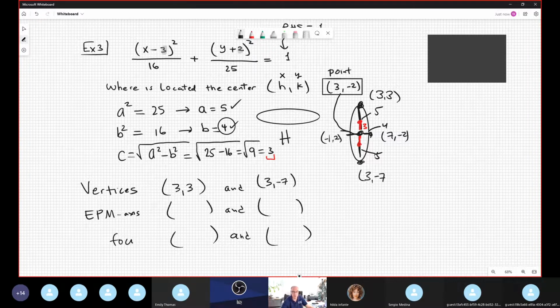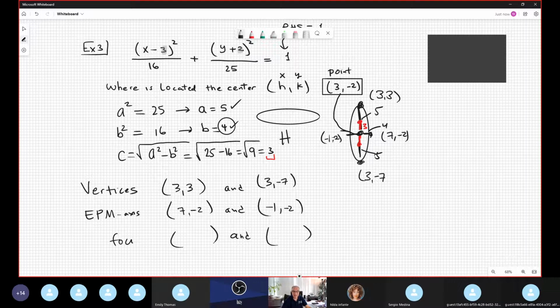You go back to the graph, it illustrates very well. So now this point is 7, -2. And -1, comma, -2. Sorry, I made a mistake. One more time.